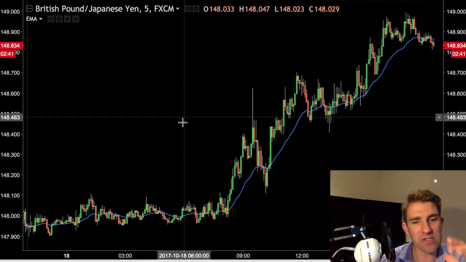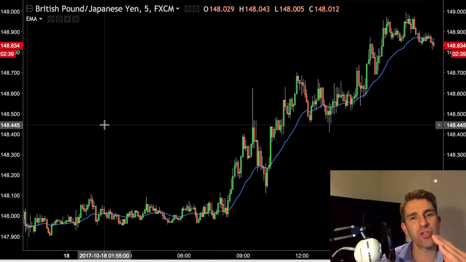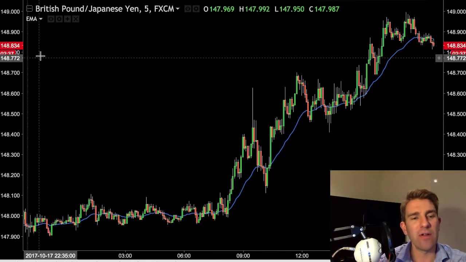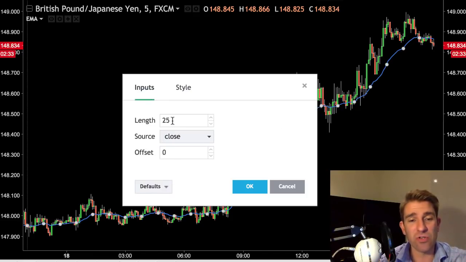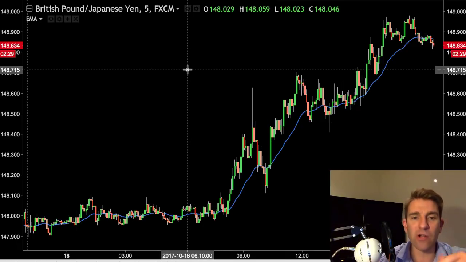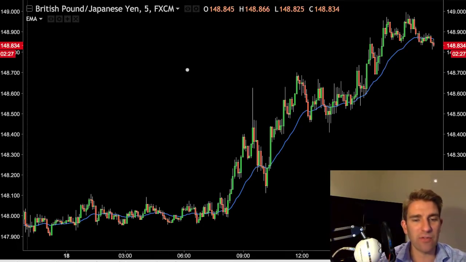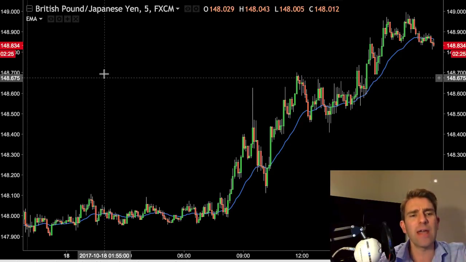The first rule is you need a decent sloping 25 period moving average. Actually, you need a 25 period exponential moving average. So it's 25 exponential, not simple, just the usual stuff when it comes to moving averages. Standard settings, 25 period. Okay, back to the point.